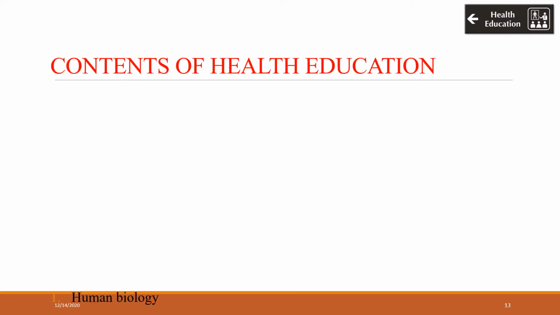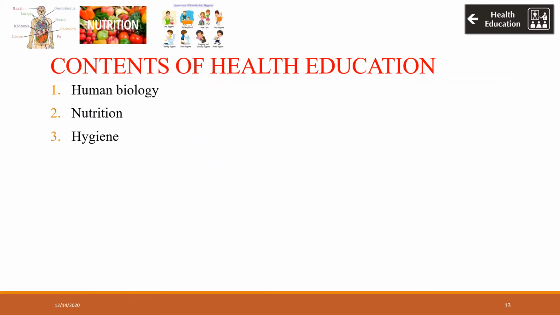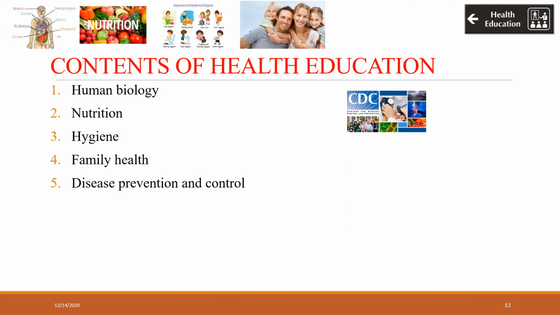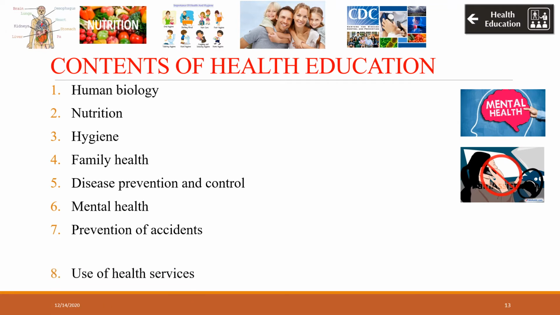Contents of health education: first is human biology, second is nutrition, third is hygiene, fourth is family health, then disease prevention, mental health, followed by prevention of accidents, then use of health services. So these are the contents of health education. For example, in your first year you have learned human anatomy, that is biology, then biochemistry, that is nutrition, then hygiene, that is prevention, family health, disease prevention and control, mental health, prevention of accidents, and use of health services.